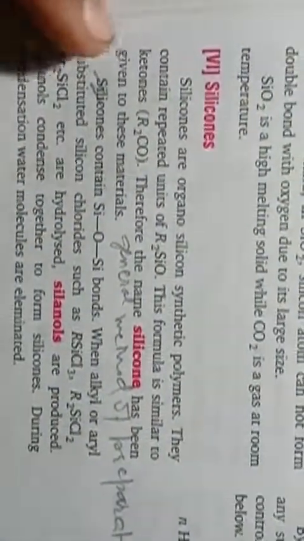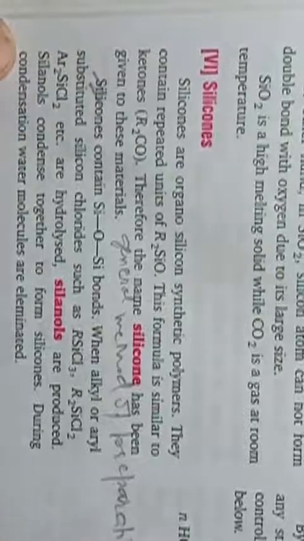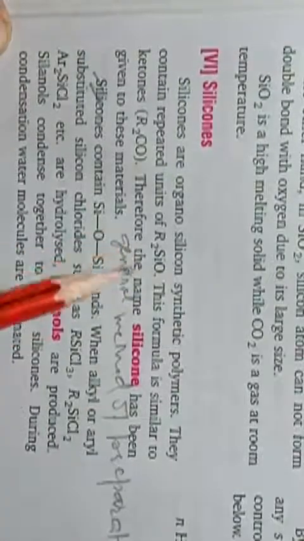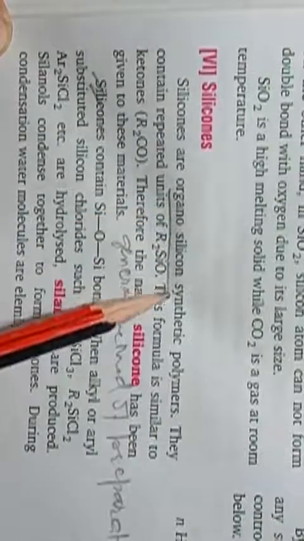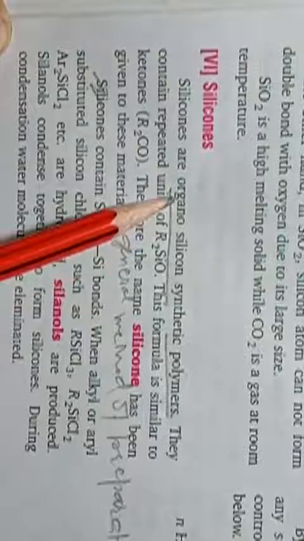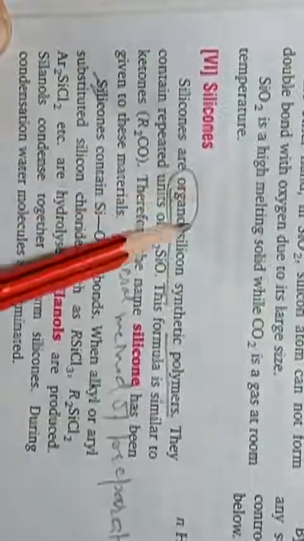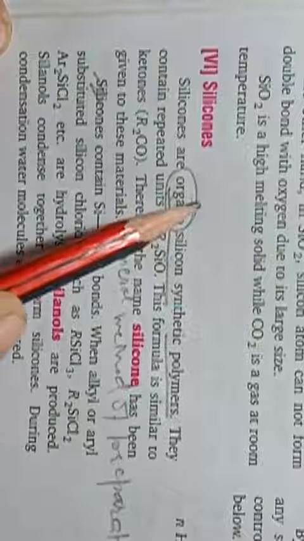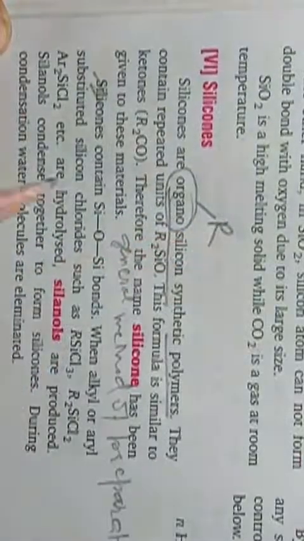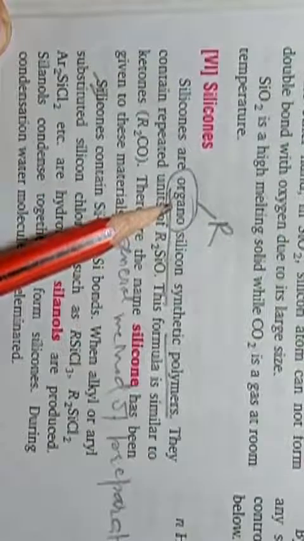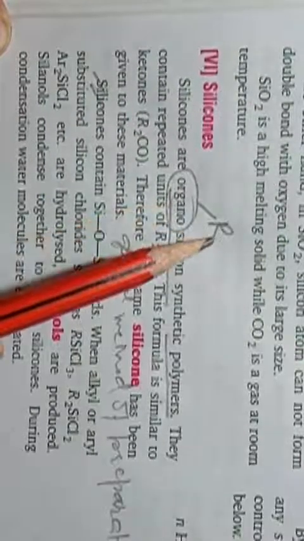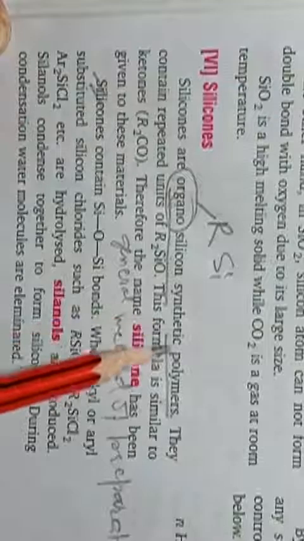Okay, the next compound in your syllabus this time is known as silicones. So silicones are organosilicon synthetic polymers. Okay, students. Organo means silicones must have an R part, an alkyl part, because the term organo is given here. So organo for the R alkyl group, silicon for silicon, and synthetic polymer.